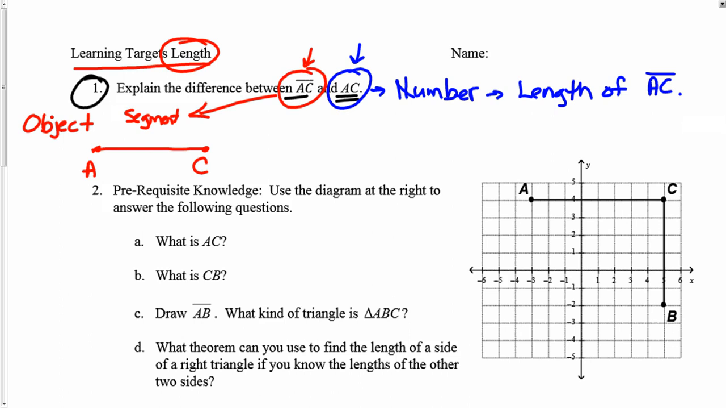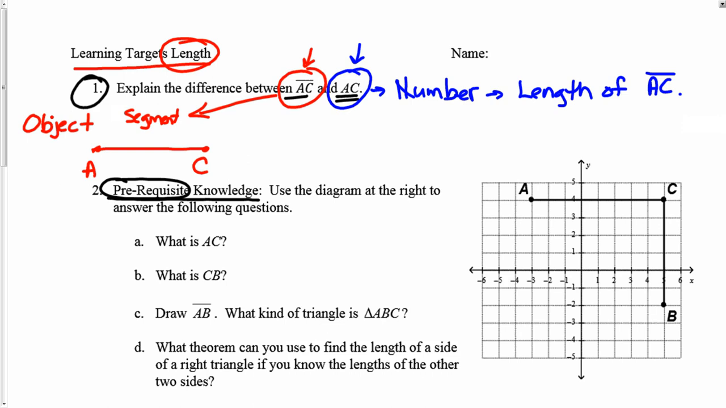Moving on to number two. Number two is called prerequisite knowledge. Now, that's knowledge or information you should know, and it's prerequisite. Prerequisite means you've learned this information already. You should actually be able to do everything on A through D on your own now that you know what notation like this represents. So, prerequisite knowledge. Use the diagram at the right to answer the following questions.